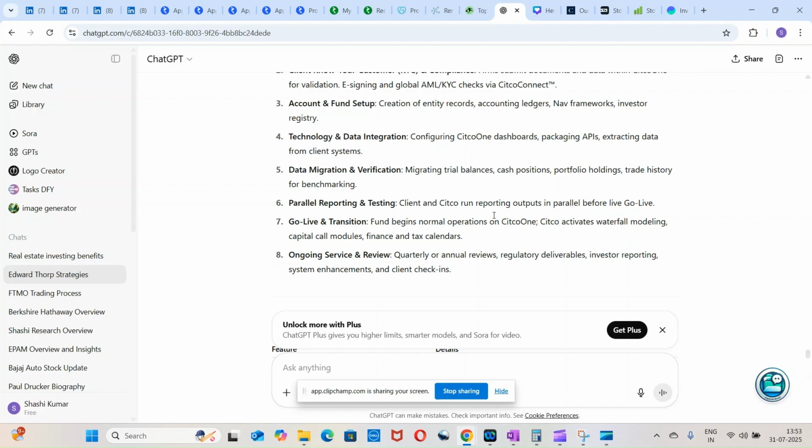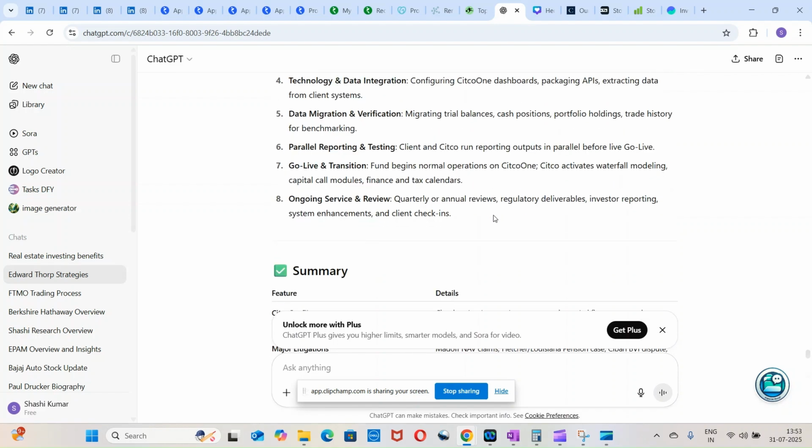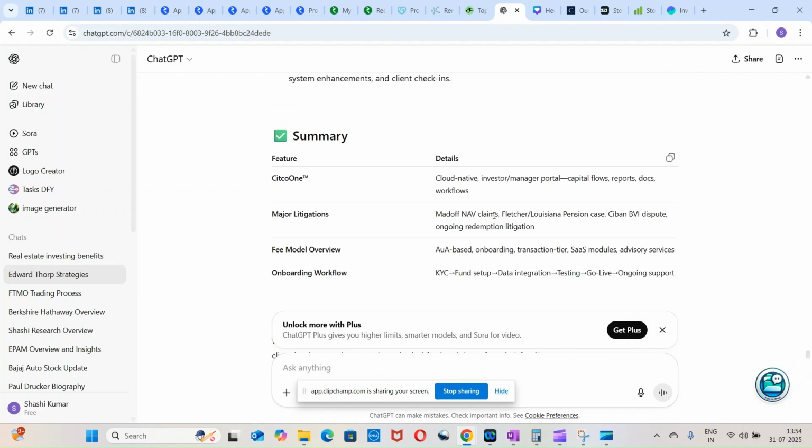Okay. Then ongoing service and review will be there. Quarterly or annual reviews will be there. Regulatory deliverables will be there. Investor reporting will be there. System enhancements and client check-ins will be there. So this is the onboarding workflow for CITCO One.